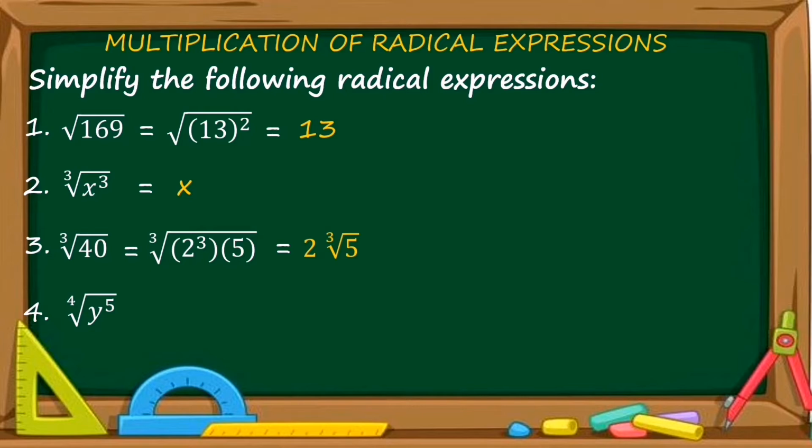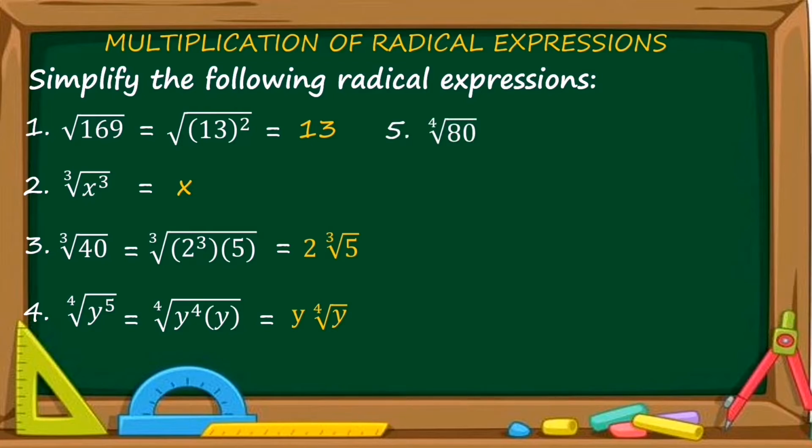Next, number 4. Fourth root of y raised to 5. Here, the exponent of y is greater than 4. And then when you divide 5 by the index 4, it will not give us the exact value. So we need to factor y raised to 5 in such a way that one of the factors has the exponent that can be divided by the index. And it is equal to the fourth root of y raised to 4 times y. Then the fourth root of y raised to 4 is equal to y. Then the fourth root of y.